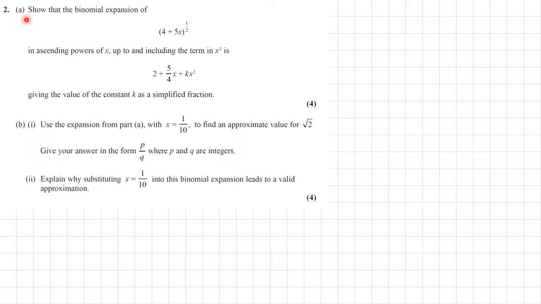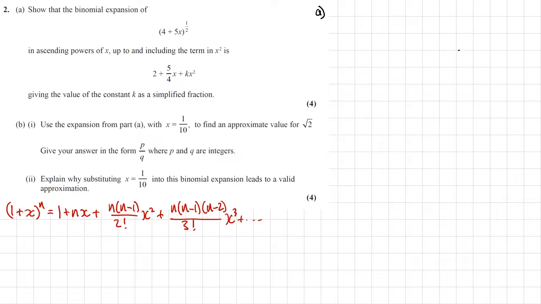Question 2. Show that the binomial expansion of 4 plus 5x all to the power half, in ascending or increasing powers of x up to and including the x squared term, is 2 plus 5 over 4x plus kx squared, giving the value of the constant k as a simplified fraction. Okay, so I've got the first part of the binomial expansion written down here.